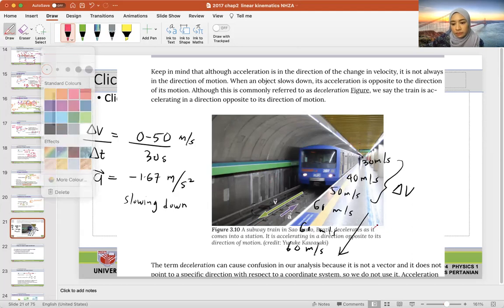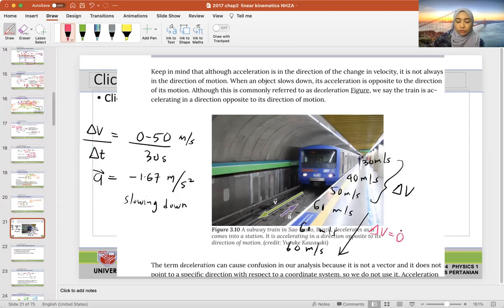Constant. My change in velocity is 0. Why? Because my V final minus V initial is the same. So 60 minus 60 is 0.